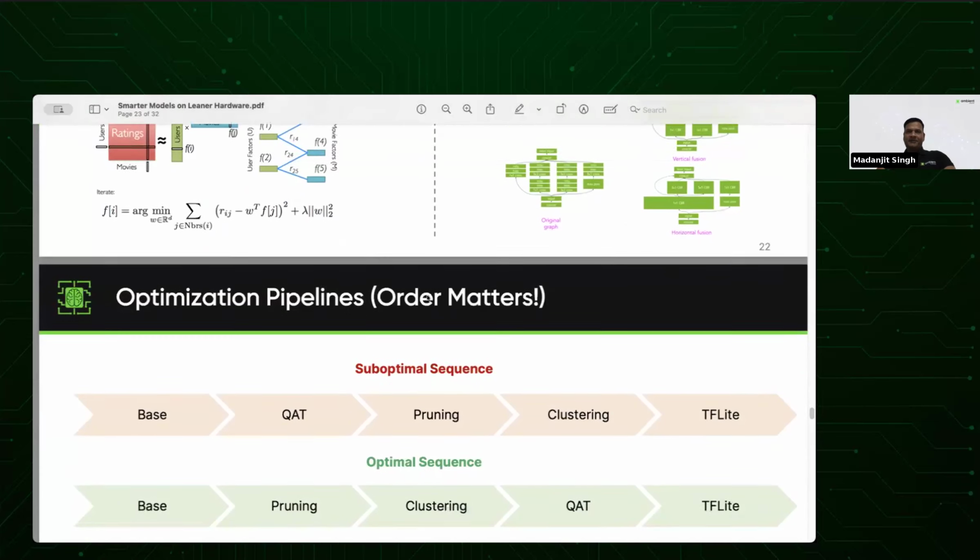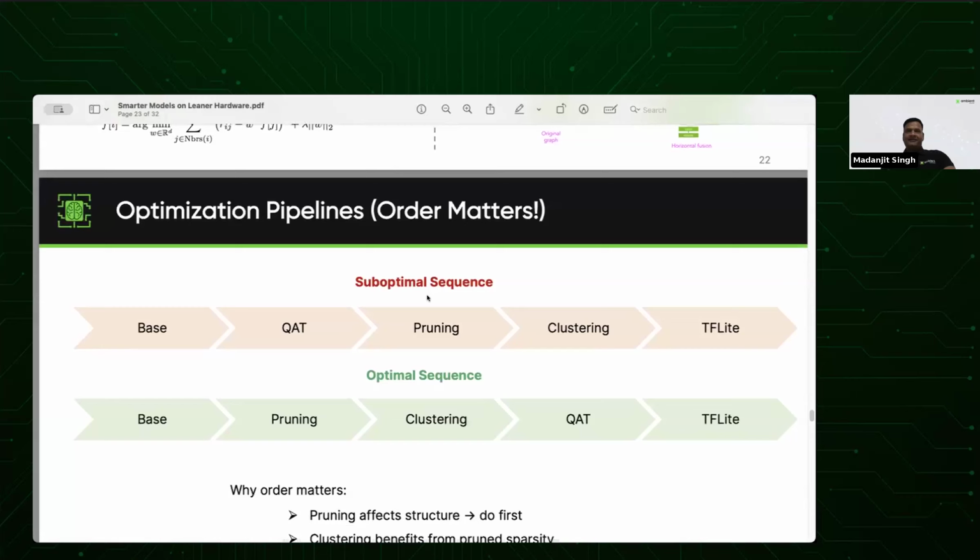Coming to the optimization pipeline. Many engineers start quantization too early. Then what happens is you lock your numeric values, and later on, if you want to do something else, you will not be able to achieve the result. So the rule of thumb we follow is prune first, cluster next, and quantize last, in this sequence.